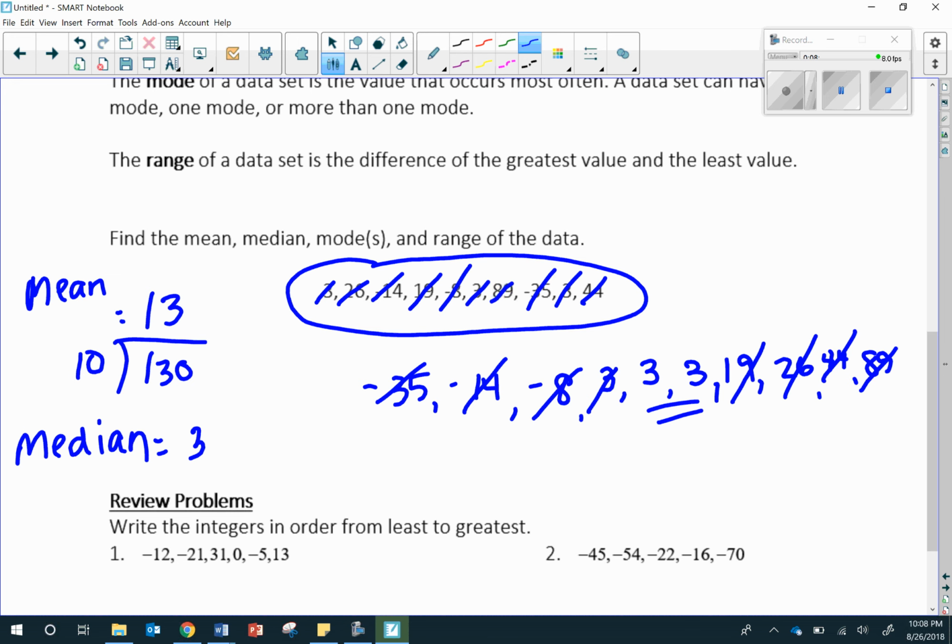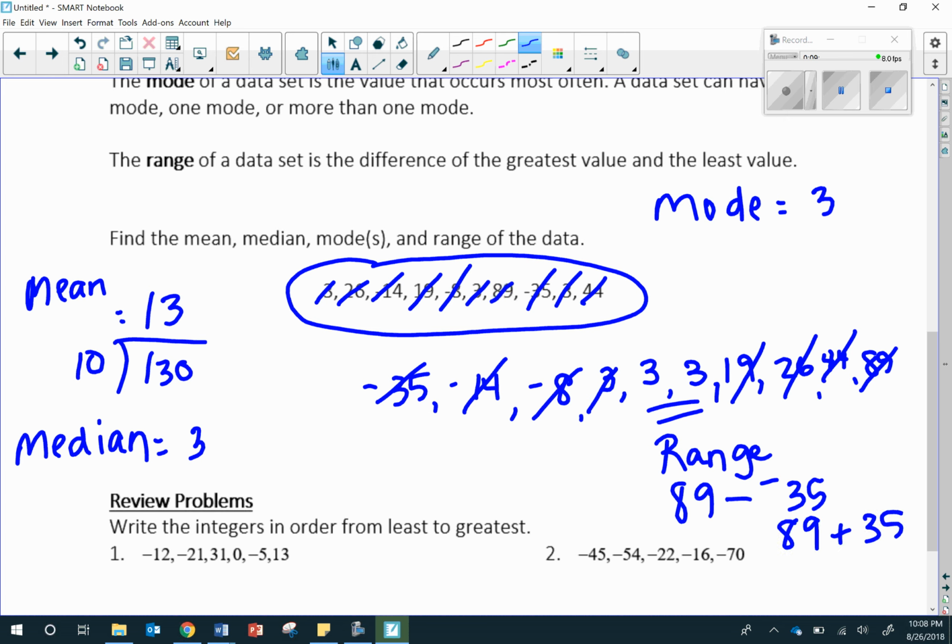The mode, if you remember, is the number that occurs most often in your data set. So our mode is also going to be 3. The range is simply the difference between the highest number and the lowest number in your data set. So for the range, we're going to take our highest number, 89, and we are going to subtract our lowest number, which is in fact negative 35. If we subtract those, we're going to add its opposite. 89 plus 35 equals 124.